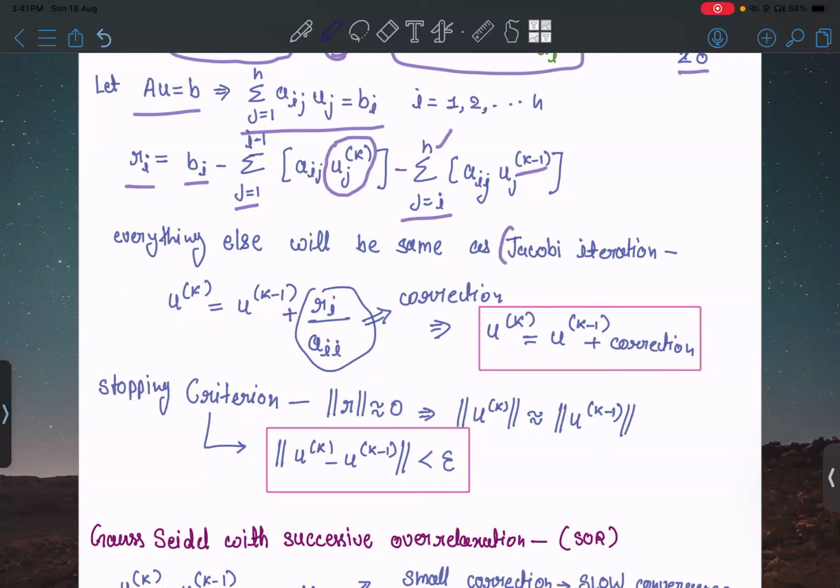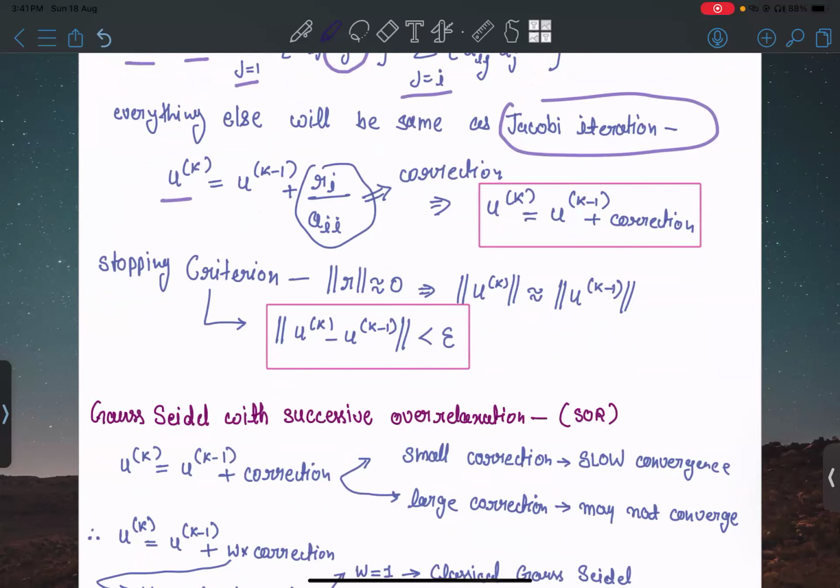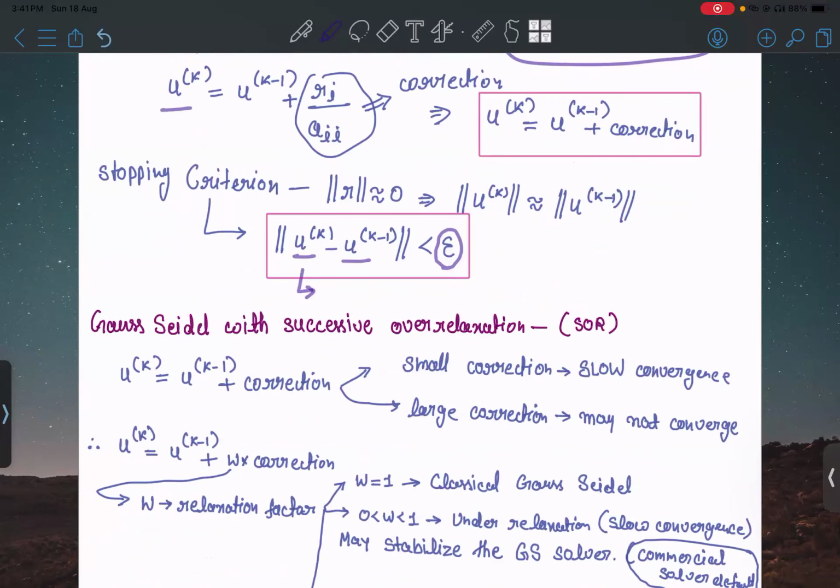Other things will be the same as the Jacobi iteration. Okay, and the equation will be the same: u at the kth iteration will be equal to u at the k minus 1th iteration plus the correction, which is ri divided by aii, but this ri is different from Jacobi iteration. Okay, what will be the stopping criteria? Some stopping criteria will make this uk at the kth iteration minus uk at the k minus 1th iteration, if it is smaller than some epsilon, then I will stop. Okay, fine.